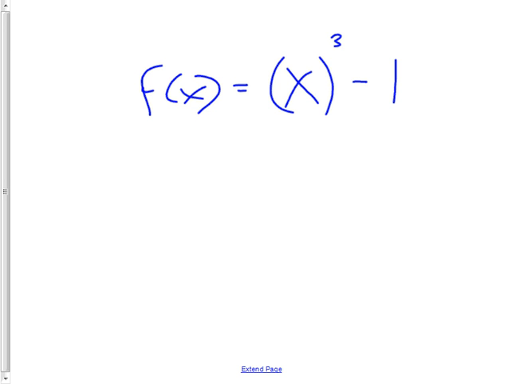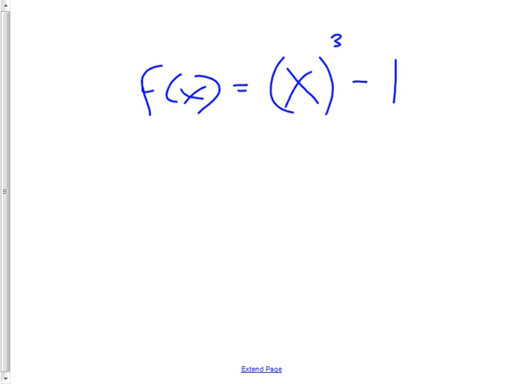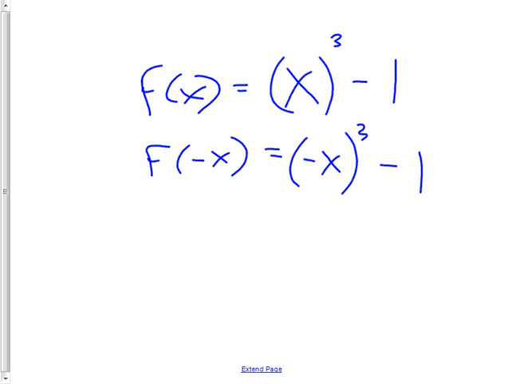First thing you do is always, whether you're testing the even rule or the odd rule, here's both rules. Here's the even rule and the odd rule. What do you start with both times? You stick in a negative x. Okay? So go back to this one. Everybody stick in a negative x and figure out what f of negative x is. What is f of negative x? Negative x times negative x times negative x makes negative x cubed minus 1.